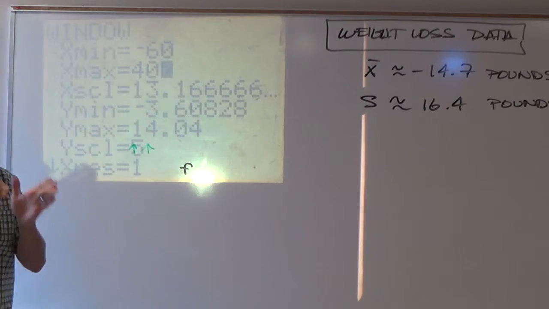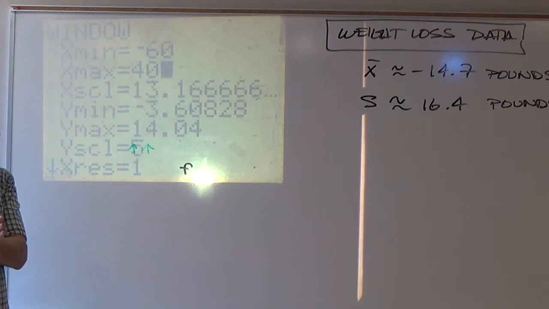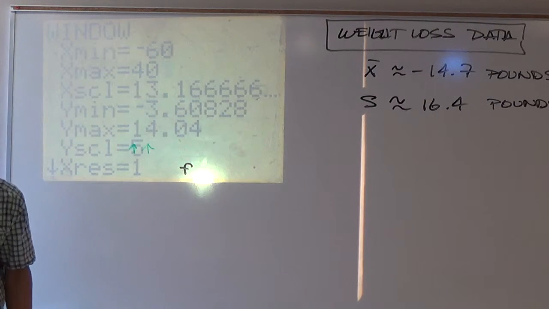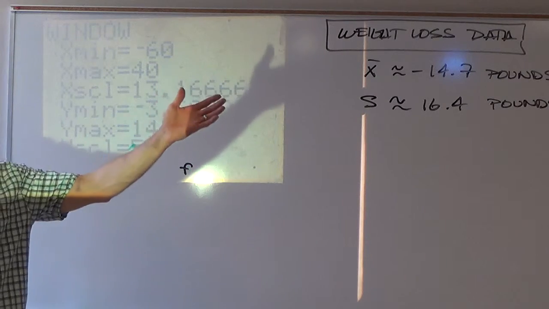13.1666. That's how wide each of their bars were. That's why they were such weird numbers. Let's make them different numbers, shall we? How about 5 or 10? What do you guys want to do? 5 or 10? Your call.